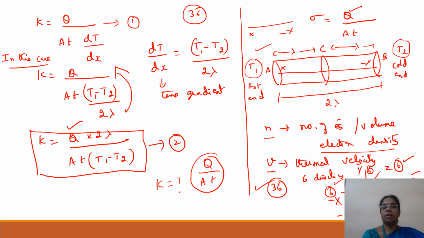So this is from the kinetic theory of gases. So we just proceed now. This I already explained to you. So when you heat at the hot end, the heat is transferred from the hot end to the cold end. Let N be the number of electrons crossing per unit volume, which is the electron density, and V is going to be the thermal velocity.